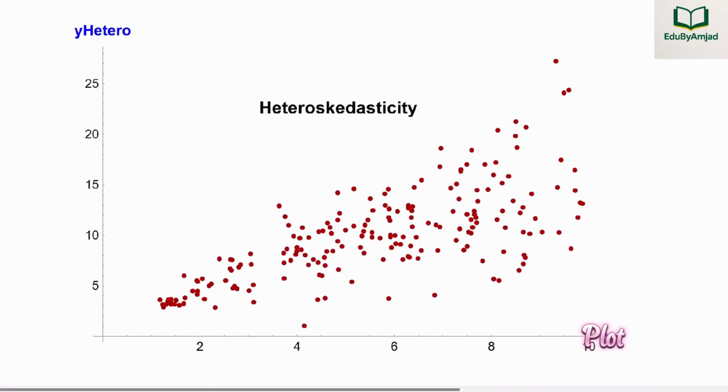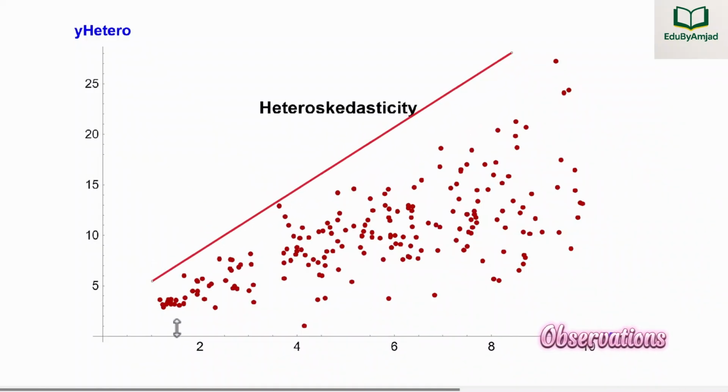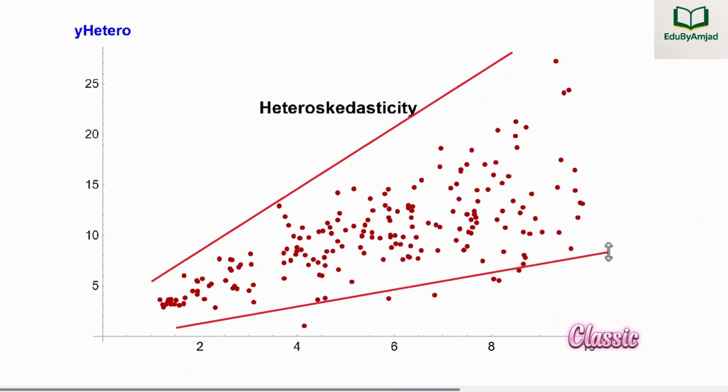Here is the scatter plot of y hetero versus x. Because the error variance increases with x, the outcomes become more spread out. As we move toward the right, the observations widen, producing the classic fan pattern.